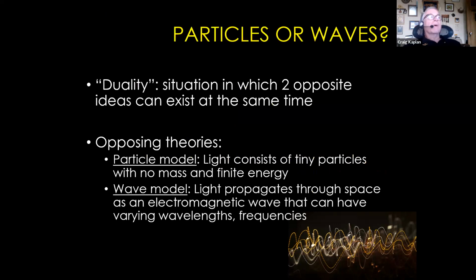So this situation is actually what we call a duality. A duality is any situation in which two opposite ideas appear to be able to exist at the same time. And in this case, the opposing ideas are that there's the particle model of light, which is that light consists of tiny particles with no mass and finite energy. And the wave model of light, which says that light is a wave that propagates through space as an electromagnetic wave that can have varying wavelengths, frequencies, and other characteristics, as we'll see.